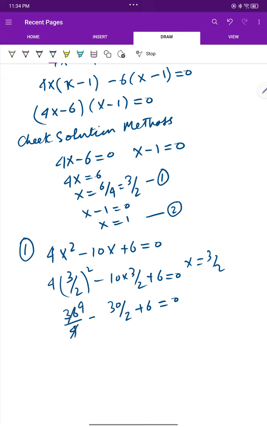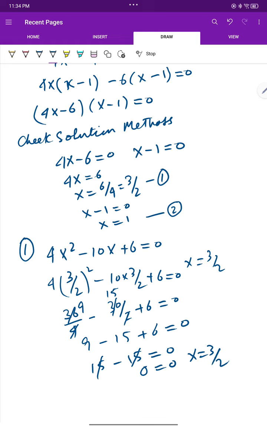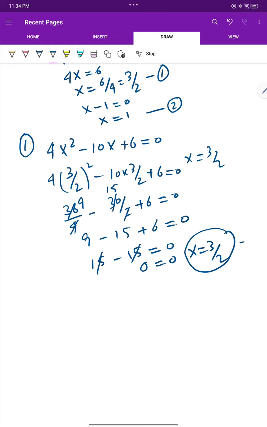So this is 9 and this is 15. So 9 minus 15 plus 6 is equal to 0. 9 plus 6 is equal to 15, and minus 15 is equal to 0. So 0 is equal to 0. So x is equal to 3 by 2 is the first solution of the quadratic equation. It is true.